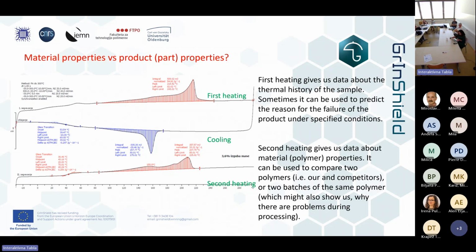So if we compare two materials, for example, we take some lenses and make a measurement, and we see differences in this part. We see that the material was not the same. It was a different material, and maybe that's why we have problems during production or maybe during the use of this part.